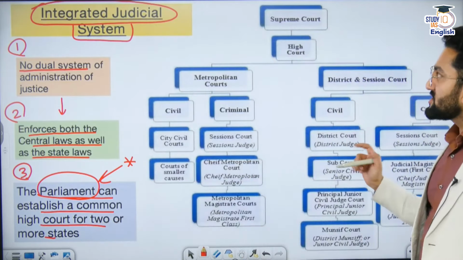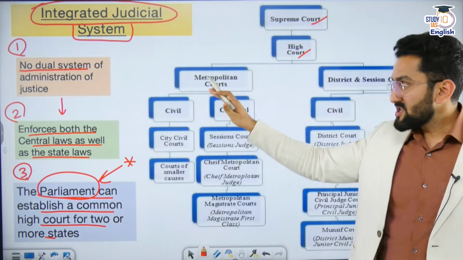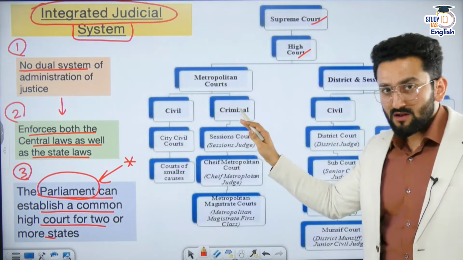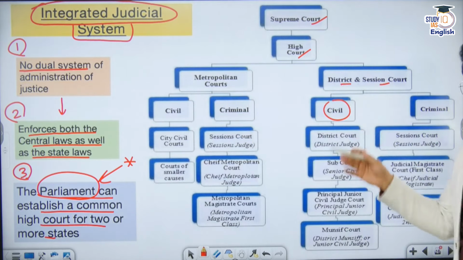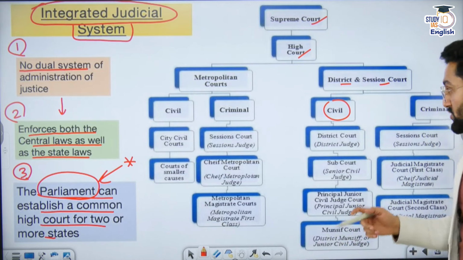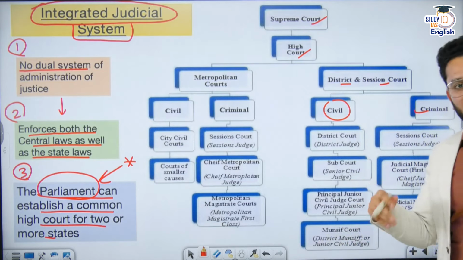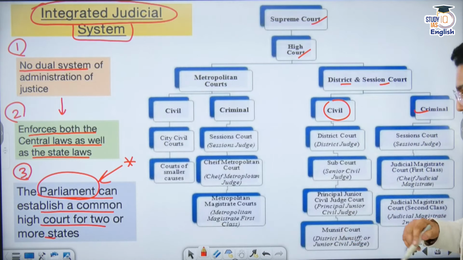And this is the structure of Indian judiciary. You have Supreme Court, the Apex Court, then High Court. In metropolitan areas, you have metropolitan courts, civil and criminal. In districts, you have district session court. Civil means matters related to civil issues, for example, tax matters, land disputes. Criminal matters deal with the Indian Penal Code, which are considered as offences. These are dealt with by the criminal court.